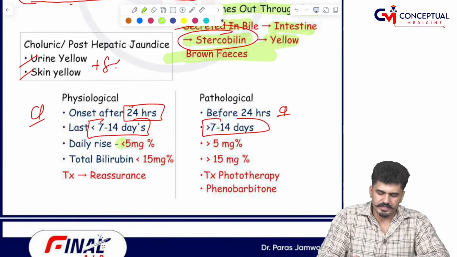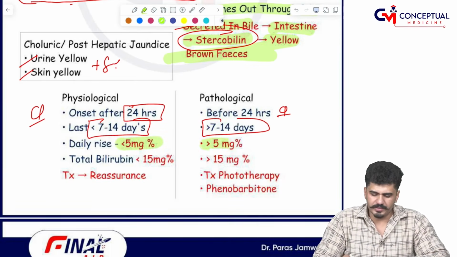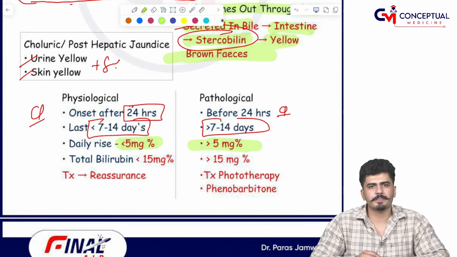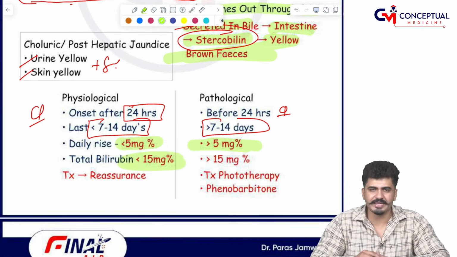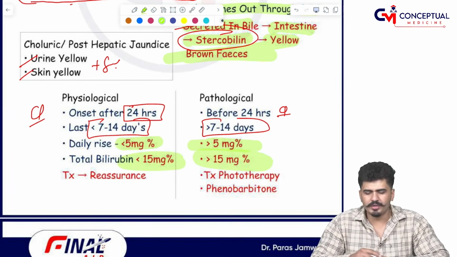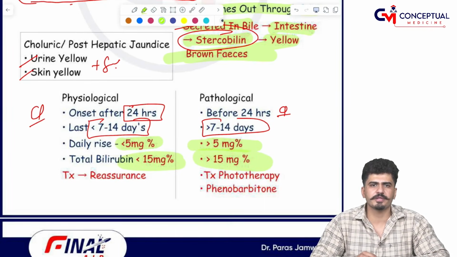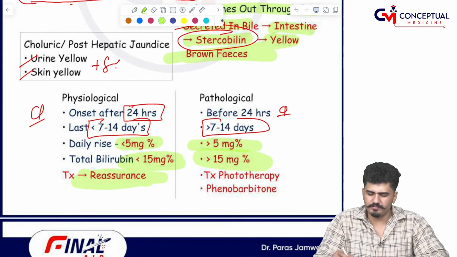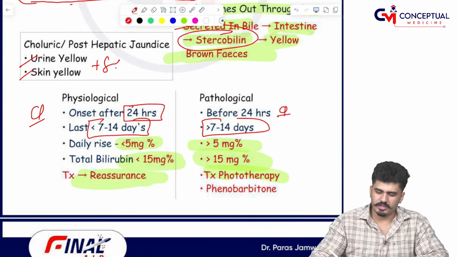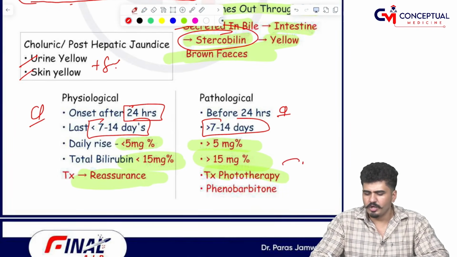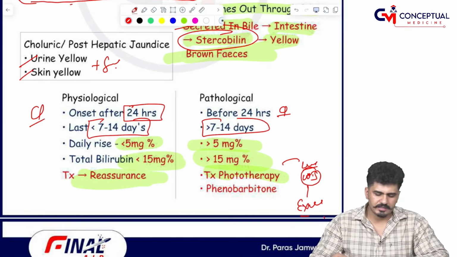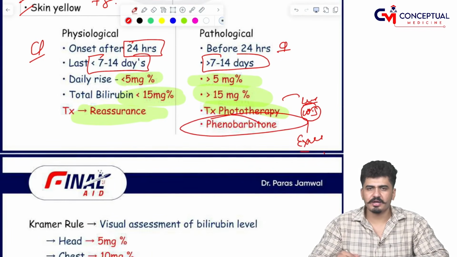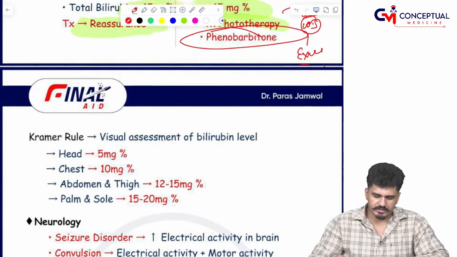Daily rise in physiological is less than 5, and daily rise in pathological is more than 5 mg%. Total bilirubin is less than 15 mg% in physiological, and more than 15 in pathological. The treatment in physiological is reassurance, and in pathological, phototherapy. Phototherapy is going to convert the pathological bilirubin into lumirubin, the water soluble form, which is going to get excreted out from the body. Also you can give drugs like HHGR. So physiological and pathological are clear.